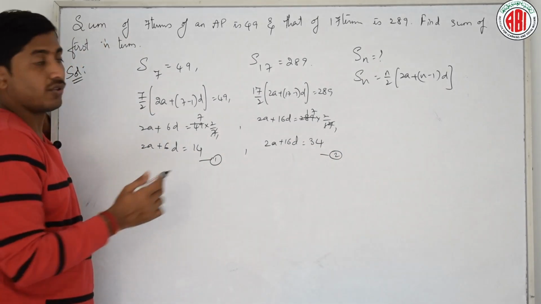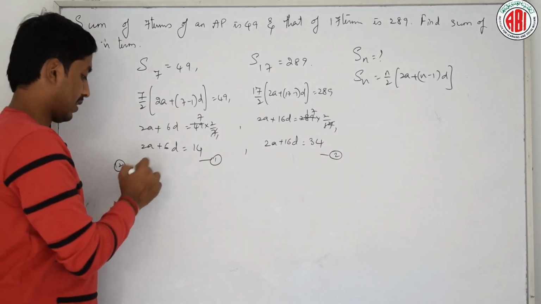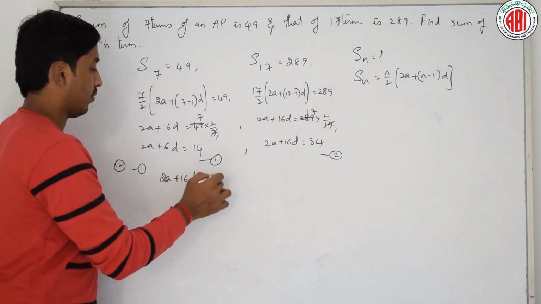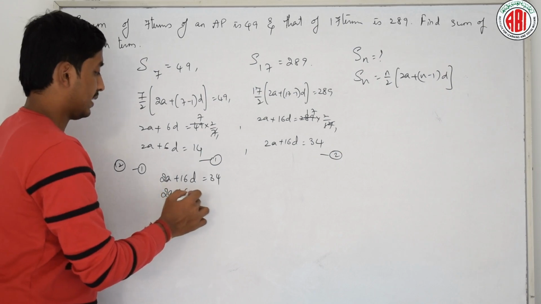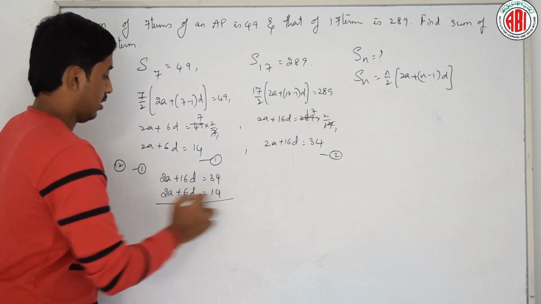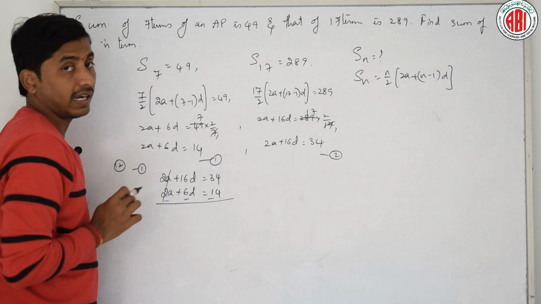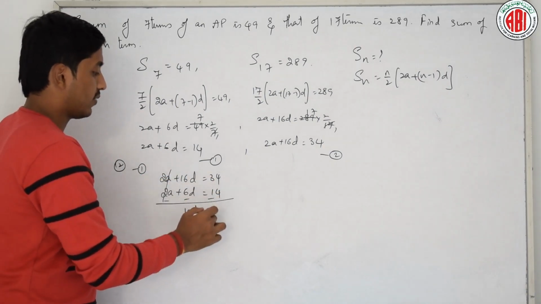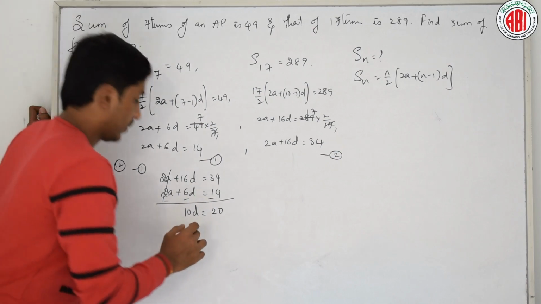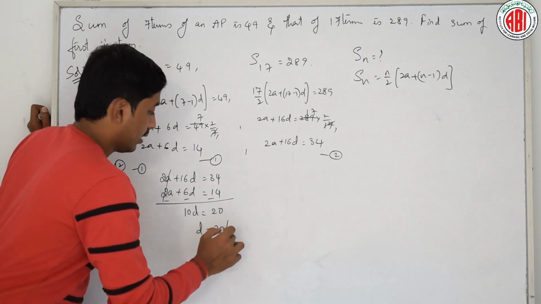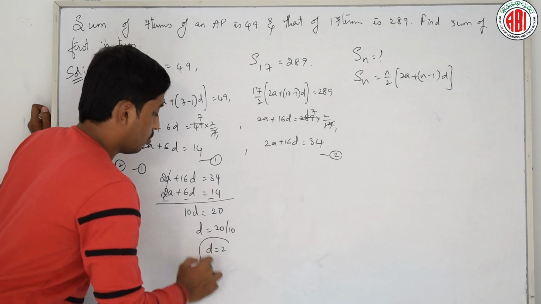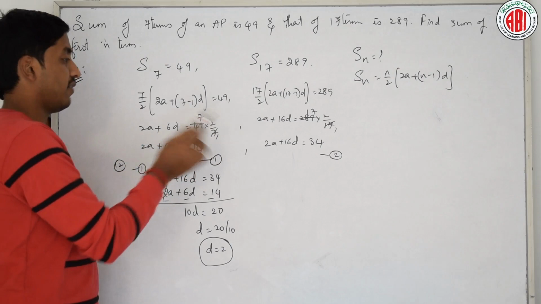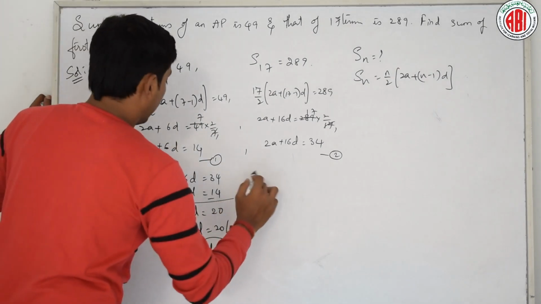What is the step we have to do? 2 minus 1: 2a plus 16d is 34, 2a plus 6d is 14. Subtract: 2a and 2a will get cancelled, 16d minus 6d is 10d, 34 minus 14 is 20. Then the value of d is 20 by 10, d is 2. Okay, and next we have to substitute d in either first equation or second equation, right?